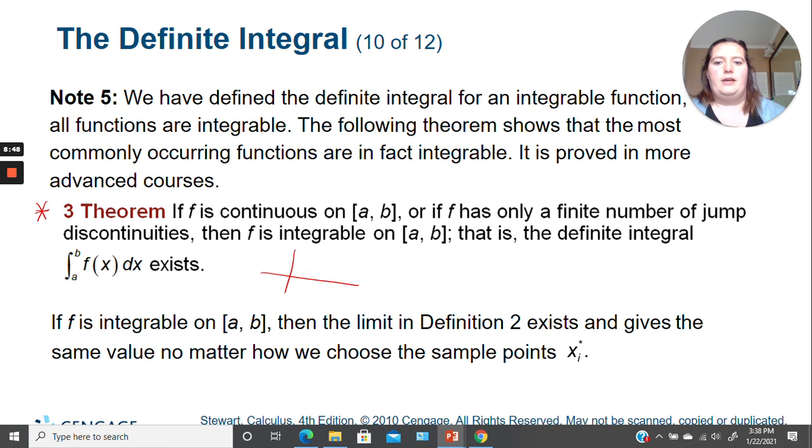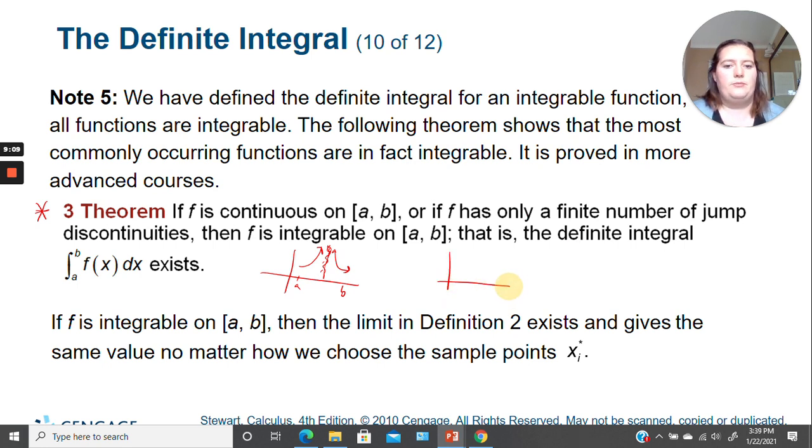I mean something like, let's say I have a vertical asymptote here. Here's my A, here's my B. This function is not integrable because how are you going to do the area under something that goes off towards infinity right here? That doesn't make any sense. So I need a finite number of jumps.